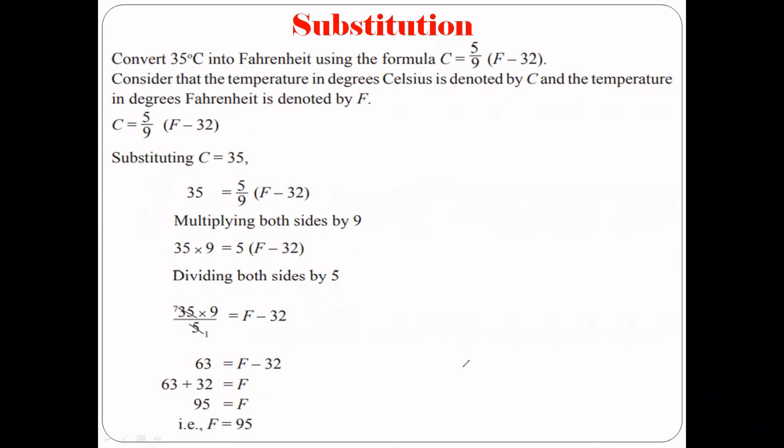Finally, I will give you one question. You can do that and send me the answer. Send the answer to the group. After that, I will explain. Convert 35 Celsius into Fahrenheit using the formula. This is the formula.